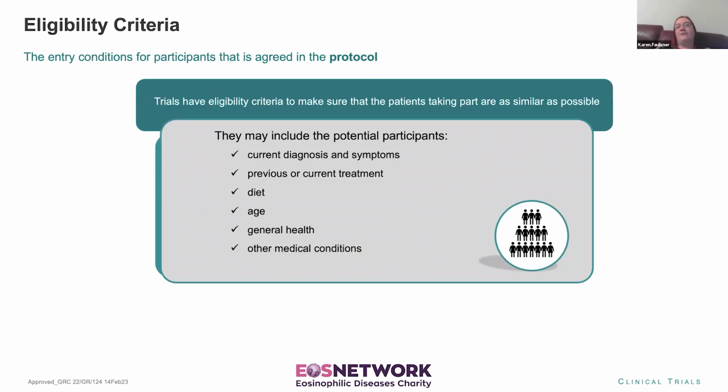There are specific criteria that participants have to meet before they can take part in a trial. That is partially to make sure that the participants are as similar as possible in terms of their age, their health, their medical conditions, their diet, previous or current treatment, and the current diagnosis and symptoms that they have. But it's also relating to safety as well. There are going to be certain things that are going to be exclusionary because of safety factors. So there may be particular medications that are not permitted on a study, or particular health problems that are not permitted on a study. And that's to keep the participants on the trial safe.